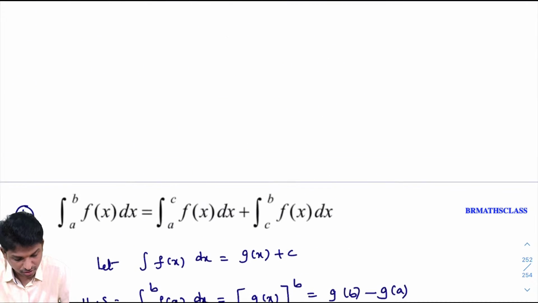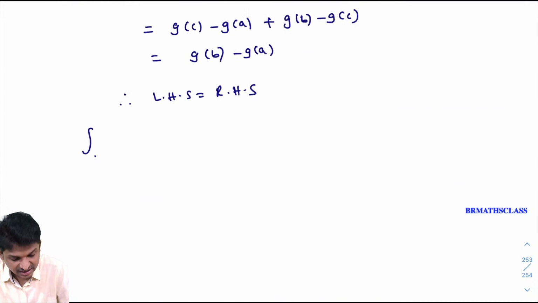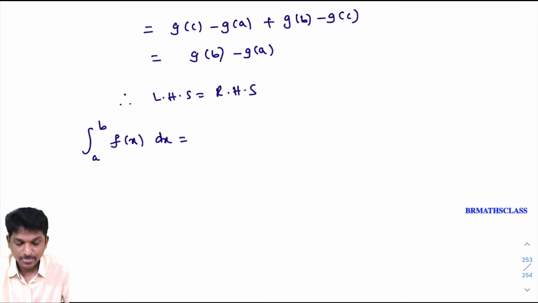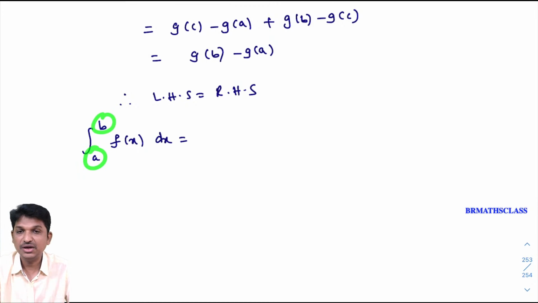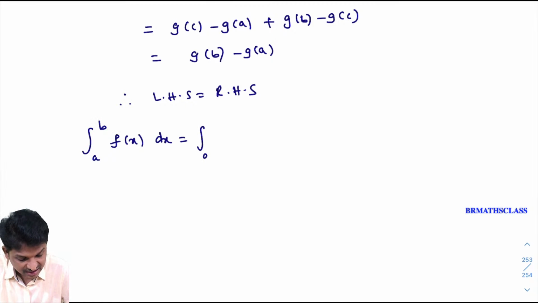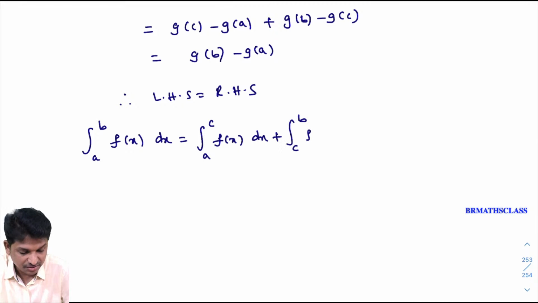So what is the result you learn? Property number 4. What is this property? Integral of a to b f of x dx. Whenever you see a definite integral like this, and you know that there is a c value in the closed interval a comma b, then this can be written as integral of a to c f of x dx plus integral of c to b f of x dx.